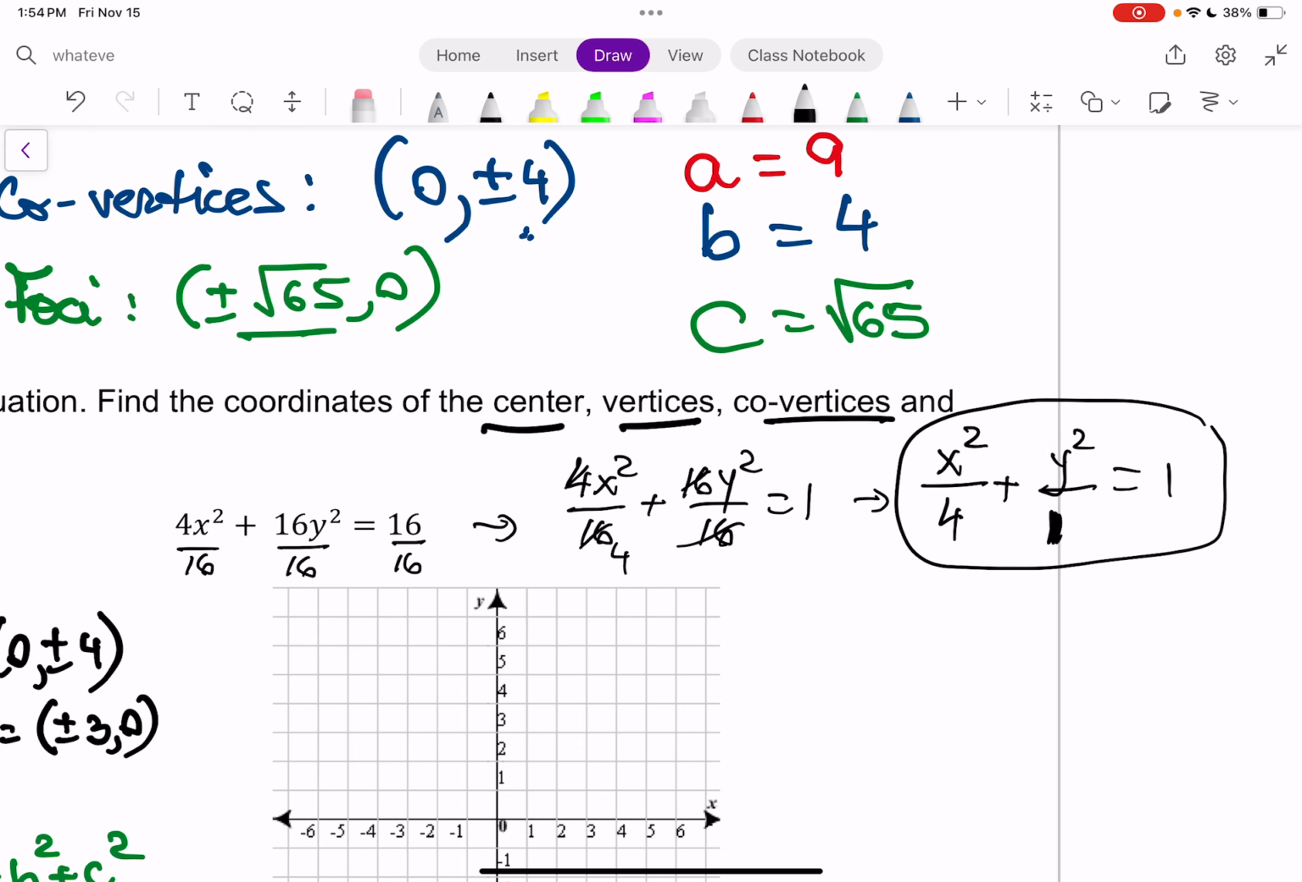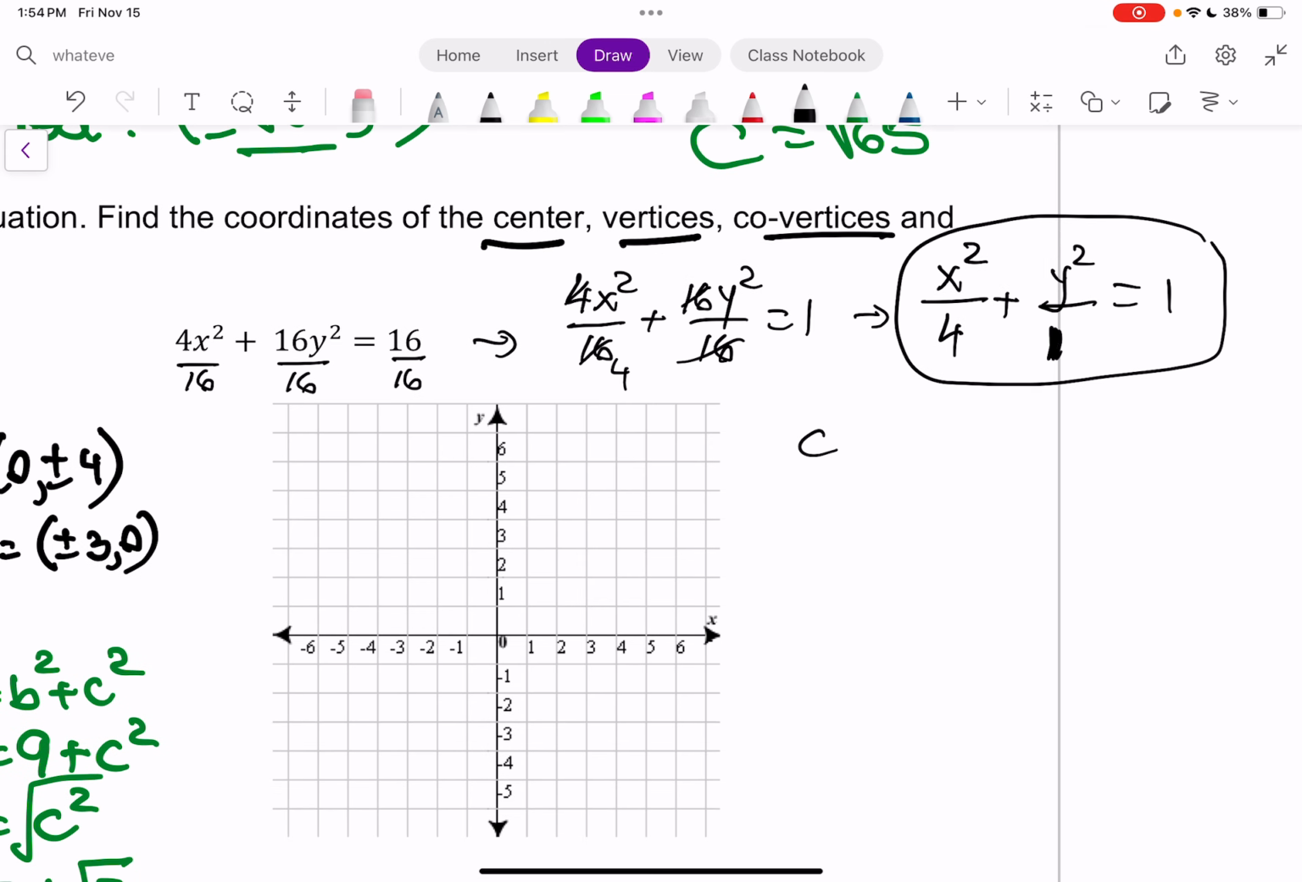Okay. All right, so let's start this again. The center is at the origin because, again, I see nothing subtracted from x and y. Under x squared, I see a 4, and 4 is the square of 2. So in an x direction, we're just going to go 2 units left and 2 units right. Under y, I see a 1, and the square root of 1 is 1, or in other words, 1 is 1 squared. So in a y direction, we'll just go 1 unit up and 1 unit down. And here's our tiny little ellipse.